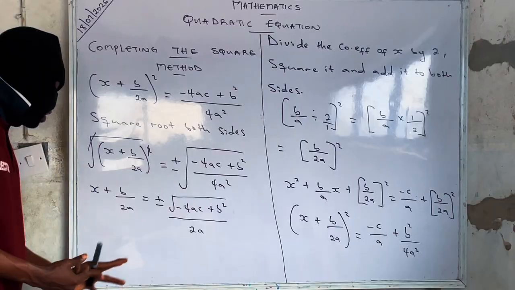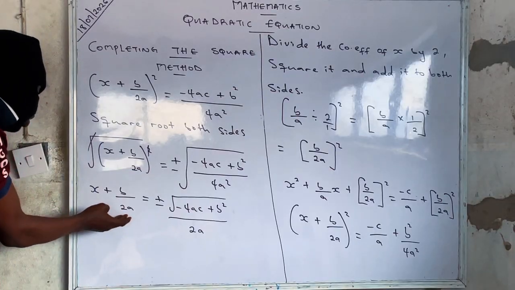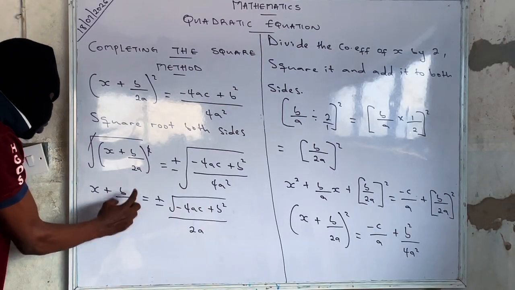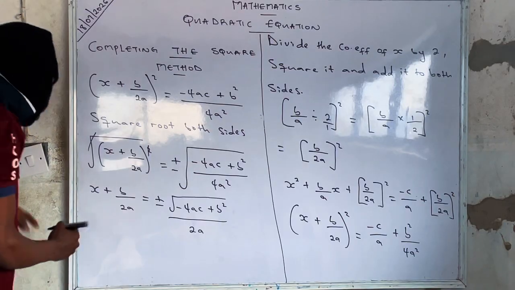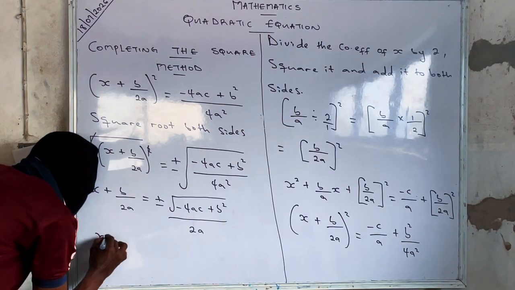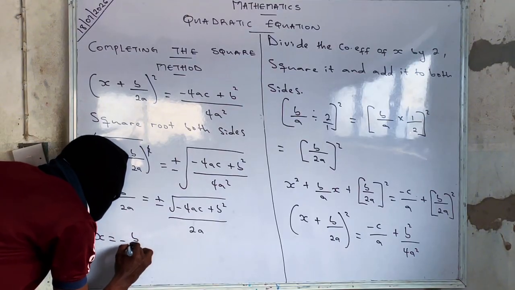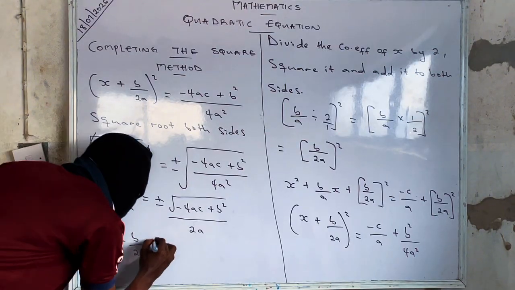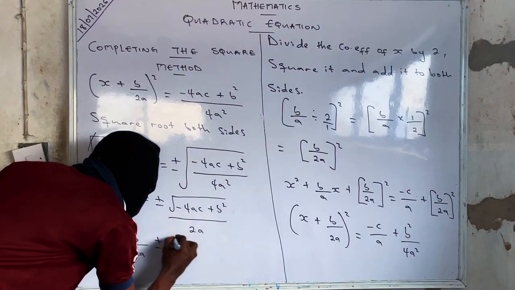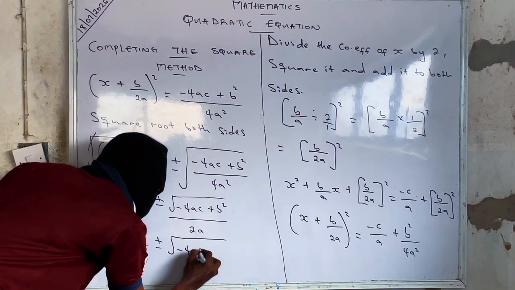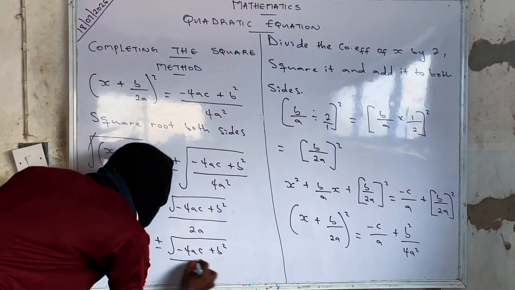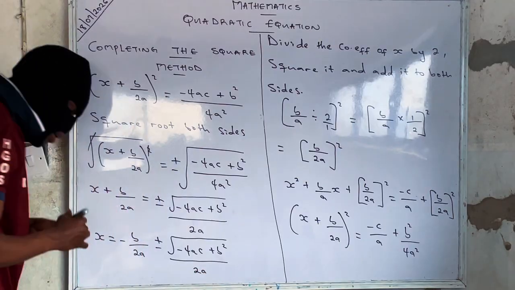Now when you have something like this, you are going to take this b over 2a to the other side. So now what? x equals to, since this is plus, to change to minus, that's minus b over 2a. Then you have plus or minus root of minus 4ac plus b square, then over 2a.